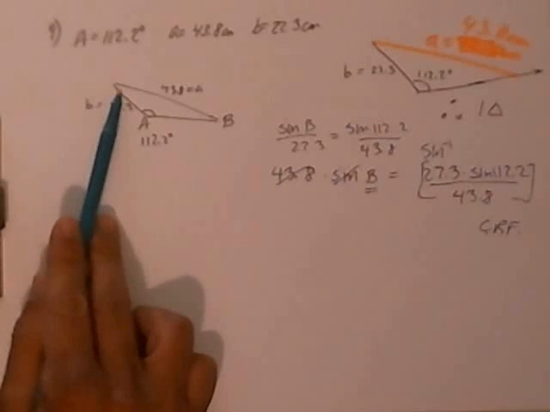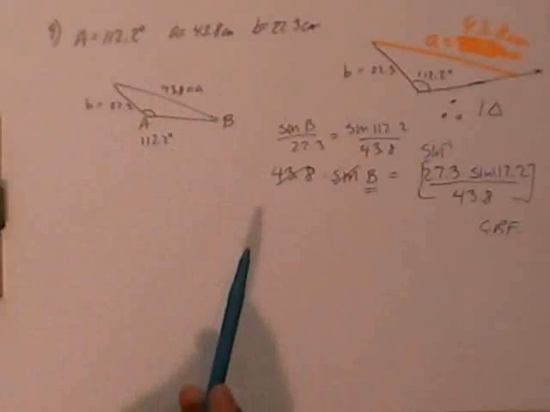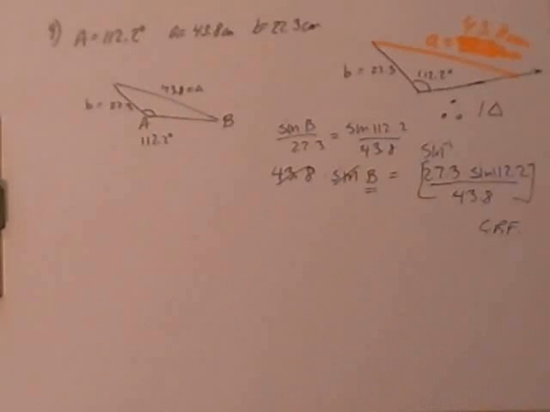You can figure out what angle C is now by using the angle sum theorem, which has to equal 180, and you can figure out what little c is afterwards. Okay? Good luck on this problem right over here.